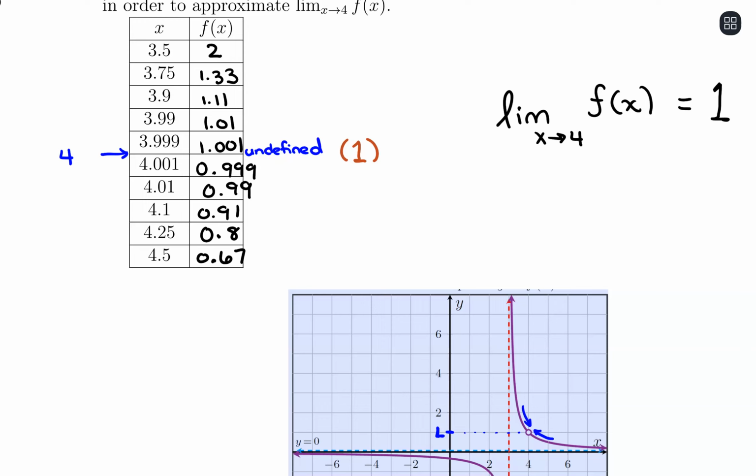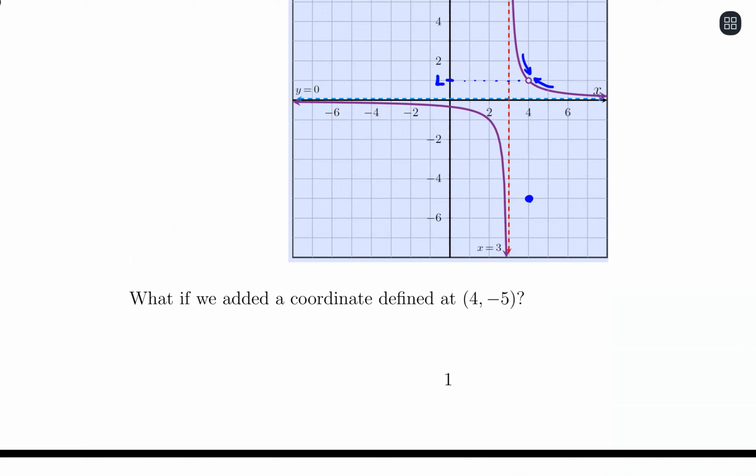But again, the idea of limit, the limit wouldn't change at all, because it's this idea of approaching. It's what's happening from the left-hand side and the right-hand side. It's not necessarily what's happening exactly at that X equals 4. The idea of limit is this idea of getting closer and closer. So what if we added a coordinate defined at 4, -5? The limit does not change. It would stay the same because we're still approaching that positive 1 from both sides, even though we're defined somewhere else.